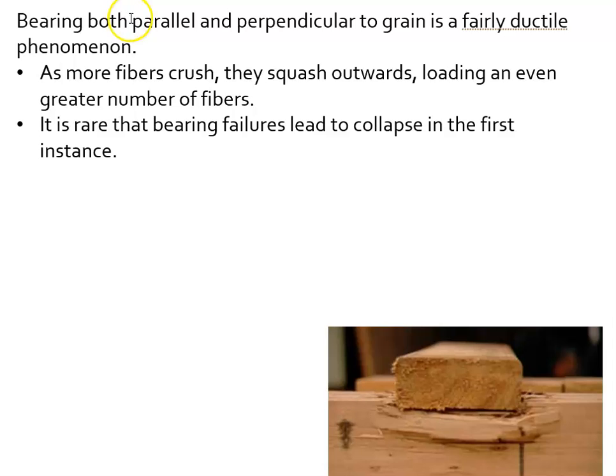Okay, so bearing both parallel and perpendicular to the grain is a fairly ductile phenomenon as opposed to a brittle phenomenon. So brittle, again, we think of ceramics and glass, things that break very quickly. Masonry, very brittle. But when failure like this occurs, it does not occur quickly. It occurs slowly over a period of time. As more fibers get crushed, they squash outwards, loading an even greater number of fibers. It's rare that these types of failures will collapse in a first instance. So a slow failure.